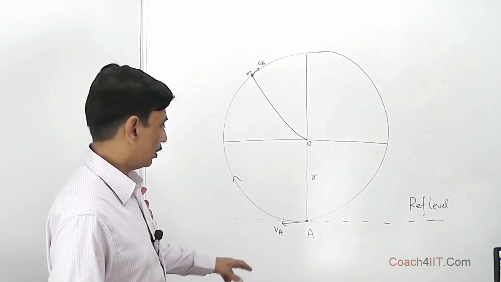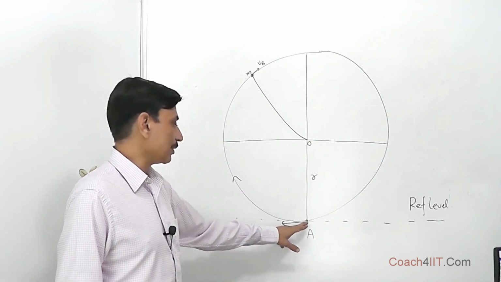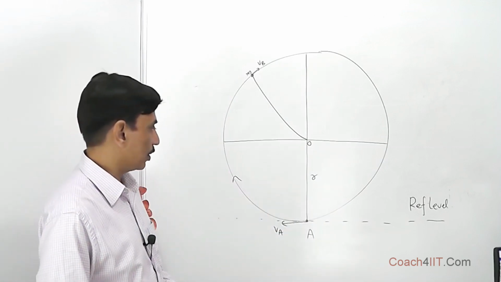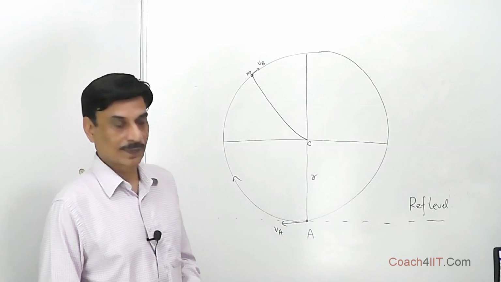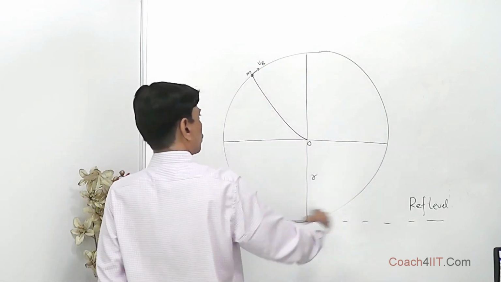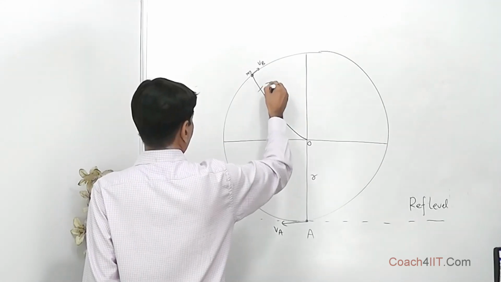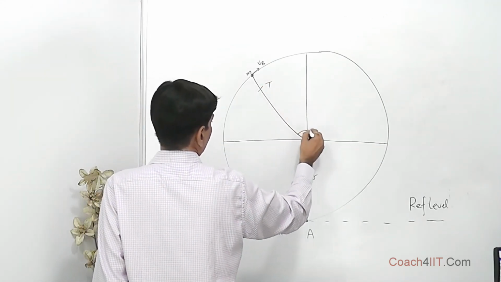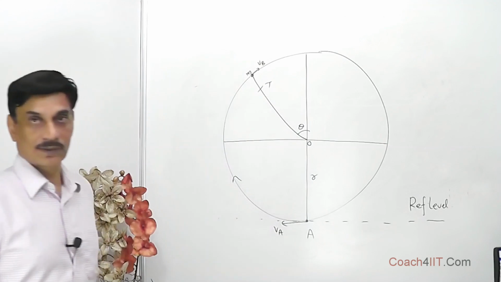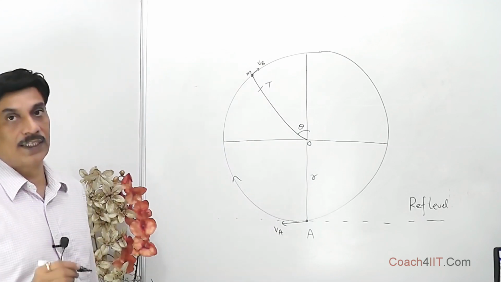So over here, a velocity VA is given at this point at the lowermost position. Let's say the radius is r. This continues to move in this circle. We are asked what is the tension when this reaches angle theta. Now we have to find the tension in the string.